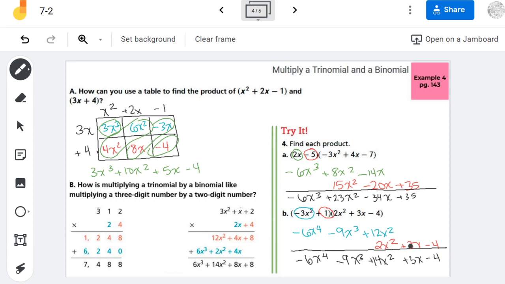So there we have it, y'all. That is how to multiply together a binomial and a trinomial.